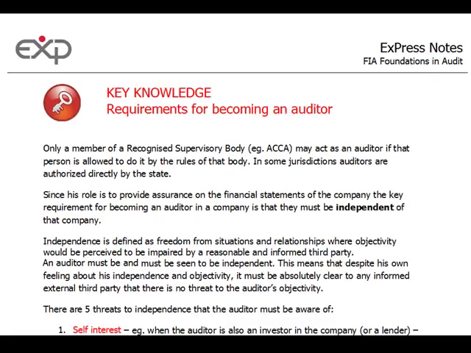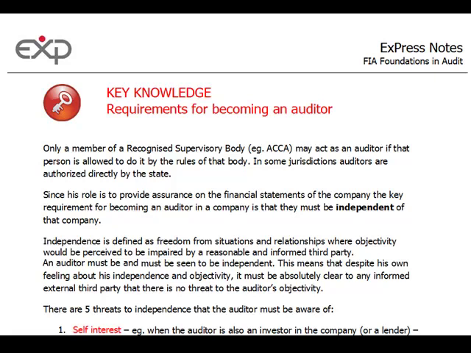Welcome to the second of the series of videos on foundations in audit within the ACCA's FIA qualification. This time we will discuss the issue of the requirements that are placed in front of the auditors.